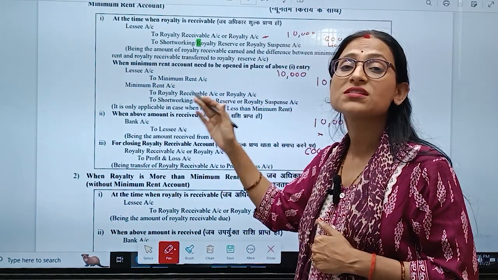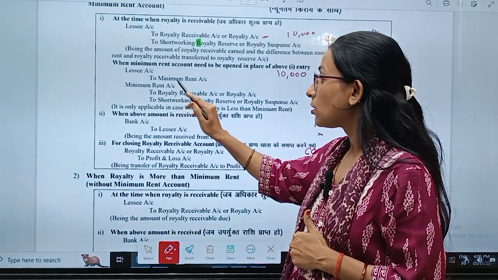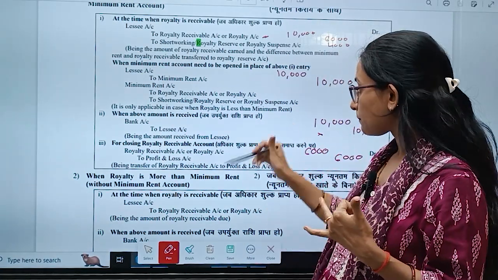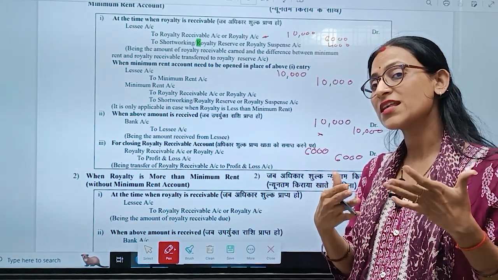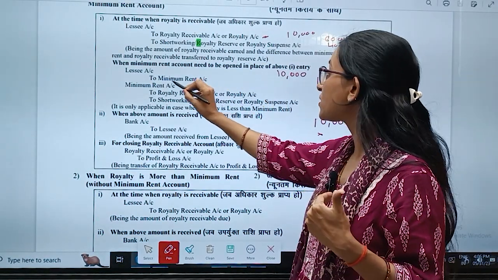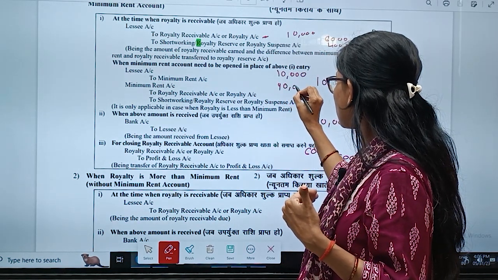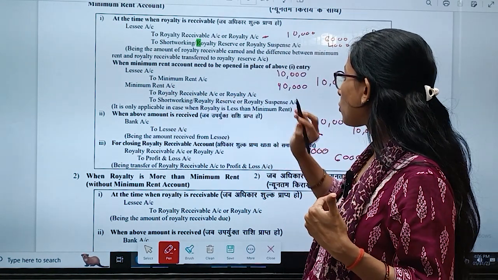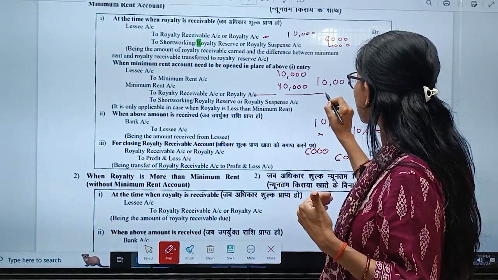Then we have to close this minimum rent account. Because this minimum amount is divided into two parts. One is the actual royalty received, the other is the short working reserve, that amount which the lessee has paid from himself. So we are closing this minimum rent account by passing minimum rent account 10,000 debit to royalty receivable. Royalty receivable, how much royalty have we received? That is 6,000 rupees.